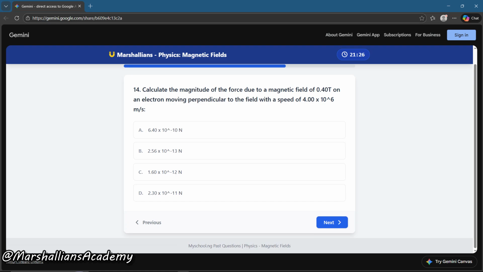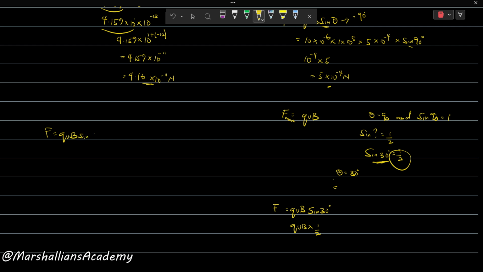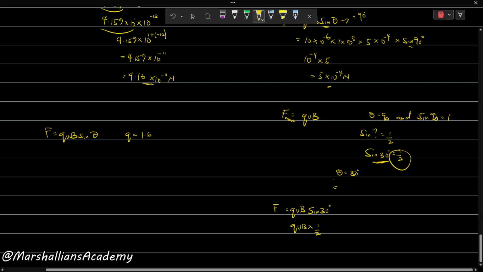Okay, this is another Lorentz force on a point charge. So we know what to do. QvB sine theta, which is going to be, what is our Q? They didn't give you the charge on an electron, but you know that the charge on an electron is 1.6 times 10 raised to the power negative 19 coulombs. You should know that by default.